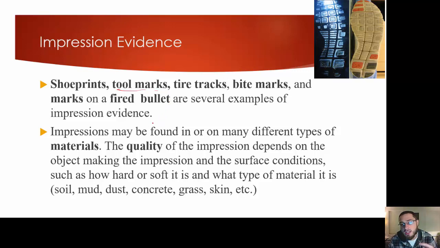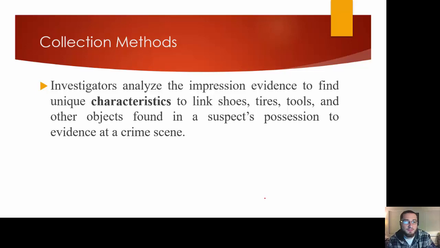Impressions may be found in or on many different types of materials. The quality of the impression depends on the object making the impressions and the surface conditions, such as how hard or soft it is and what type of material it is. So soil, mud, dust, concrete, grass, skin, all these things can have an impression left in them, even snow. All right, the thing with snow is obviously it's going to melt, so you want to immediately get your mold, take pictures, get your molds, try to lift those prints.